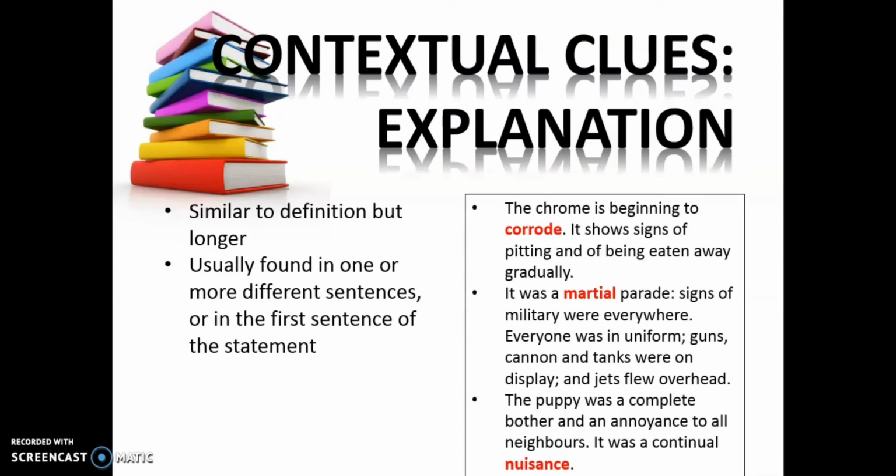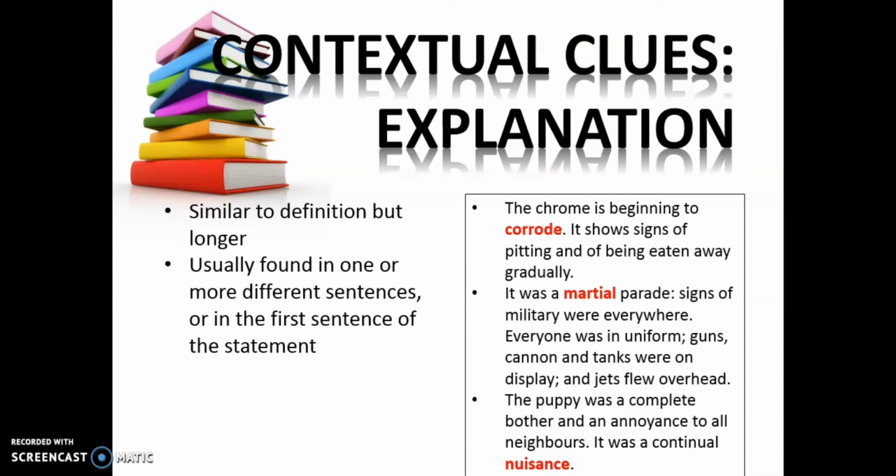So the meaning of corrode here is all about consume, eat away, gradually destroyed by a chemical or by rust. Because you can always guess the meaning when you read the next statement. It shows signs of pitting and of being eaten away gradually.